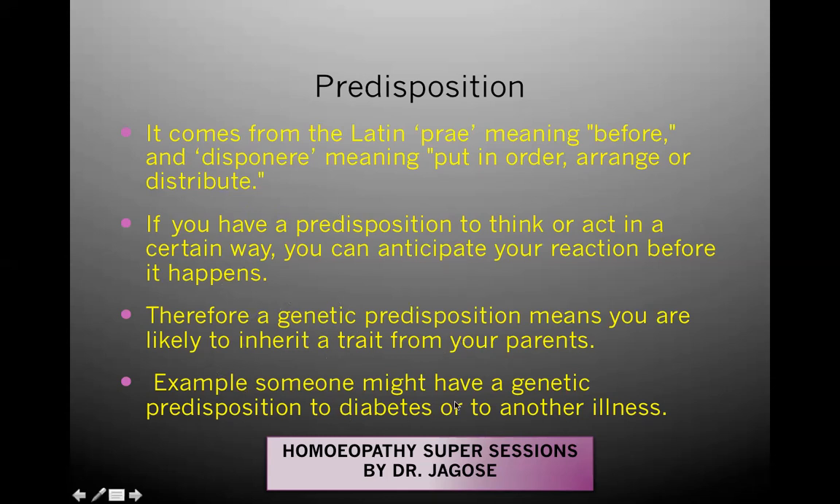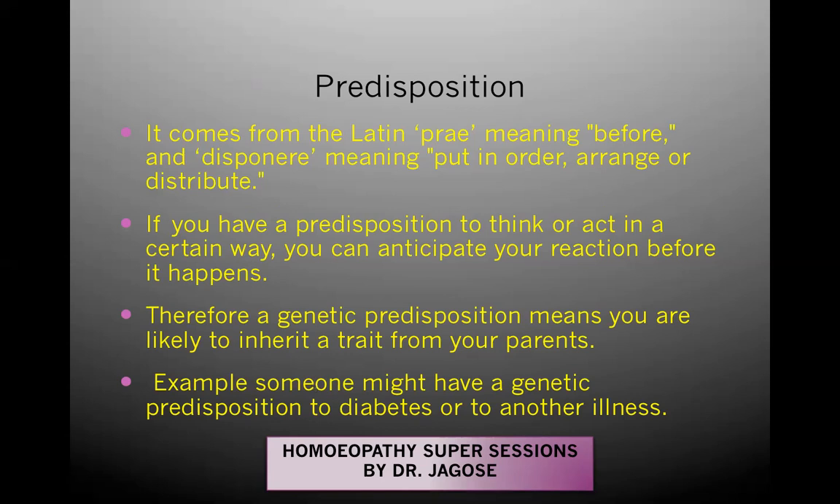So in homeopathy, with respect to the evolution of the disease, predisposition means that it is a genetic trait in which you are likely to inherit the trait from your parents. So any genetic predisposition or any genetic diseases which may be transferred to you because the trait is inherited. So therefore, certain examples of a predisposition could be a genetic predisposition to diabetes or to any other illness.